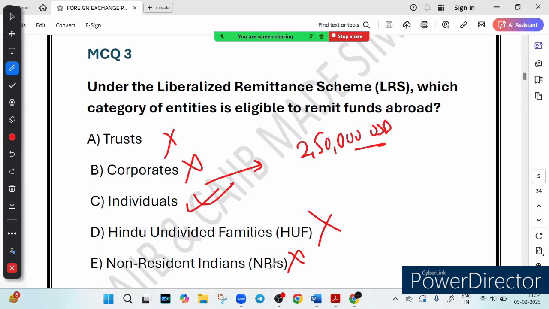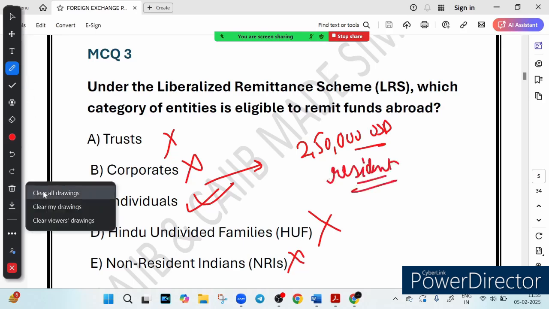So what do we learn from this question? See, every question has a learning. We must learn. We don't treat an MCQ just as reading the question and getting the answer. No, every question teaches something, because sometimes a different question can be framed based on the learning we have. The first thing we learn is that LRS only allows resident individuals. And the limit is how much? 2.5 lakh dollars per year.